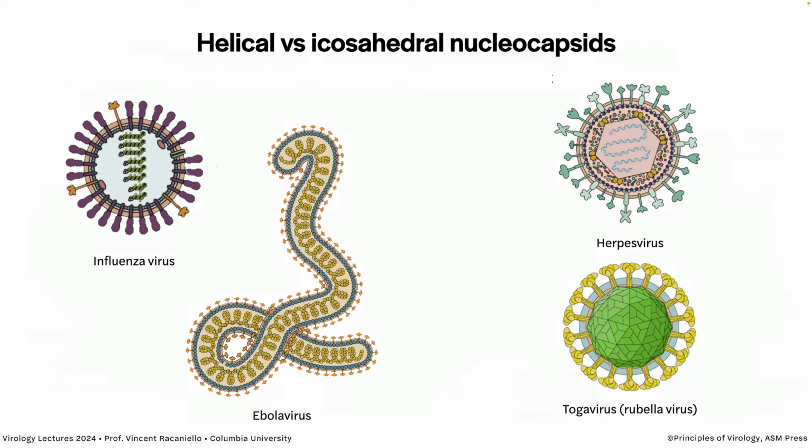So we have two kinds of enveloped viruses that we see. We see enveloped viruses with helical nucleocapsids, influenza, Ebola virus. We have enveloped viruses with icosahedral nucleocapsids, herpes virus, togavirus. So the nucleocapsid can be either type.